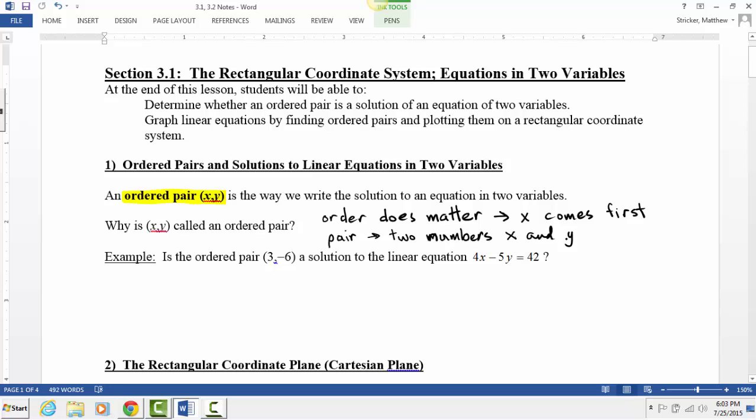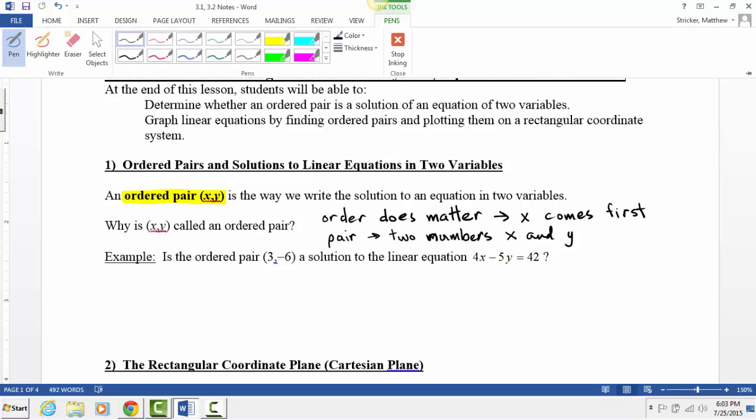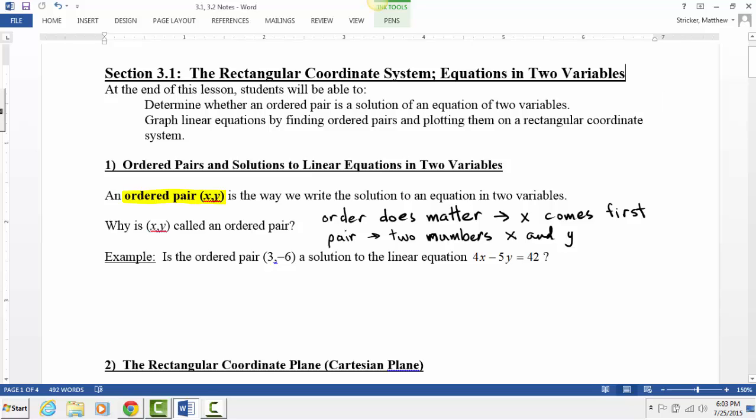So kind of like when we talked about linear equations in one variable, the first thing we did was check to see if a value was a solution. In this case, we're also going to check to see if we have a solution to a linear equation. But here, because the linear equation has two variables, x and y, the solution has two values. X equals 3, y equals -6. The x value is 3, the y value is -6.